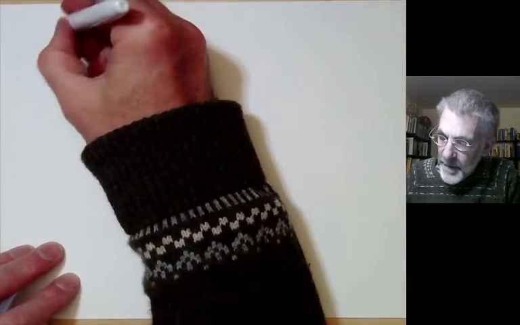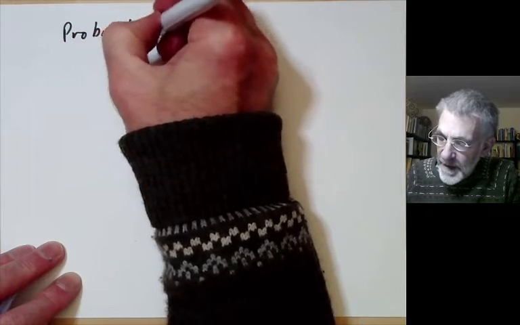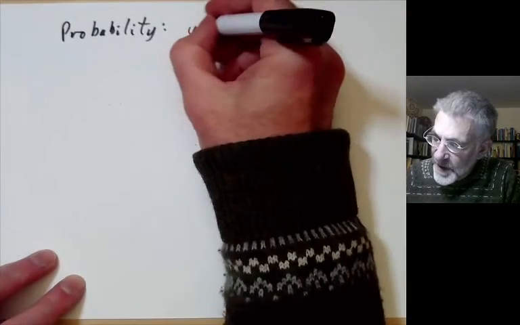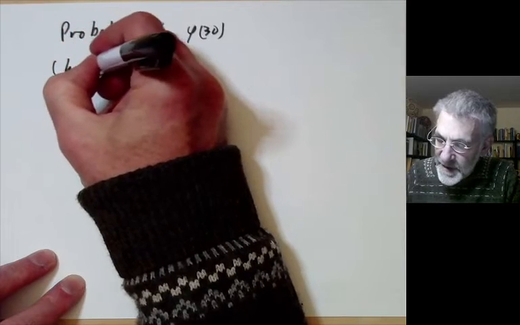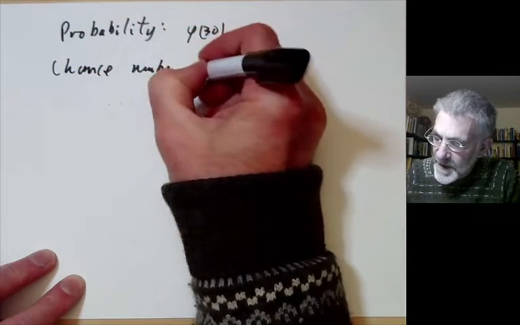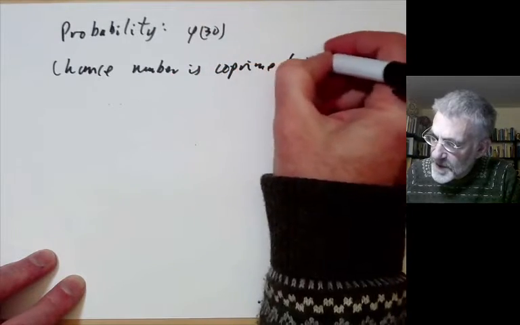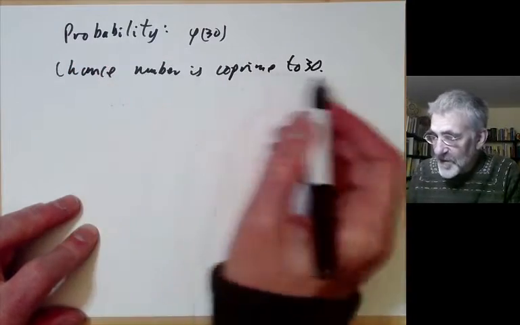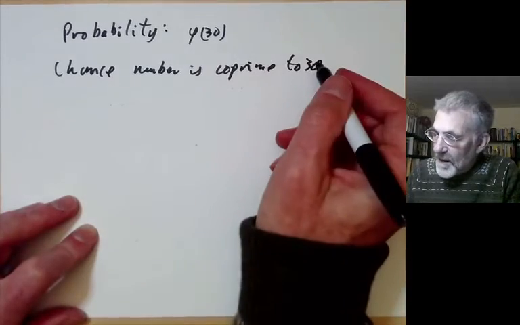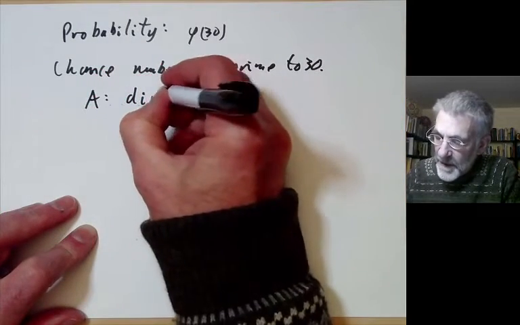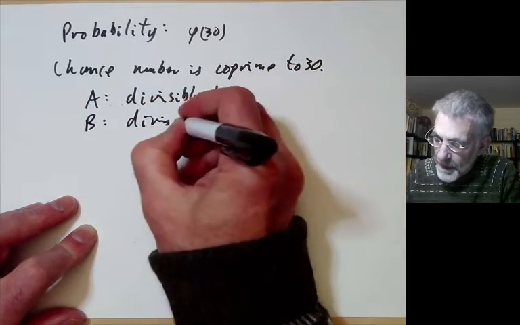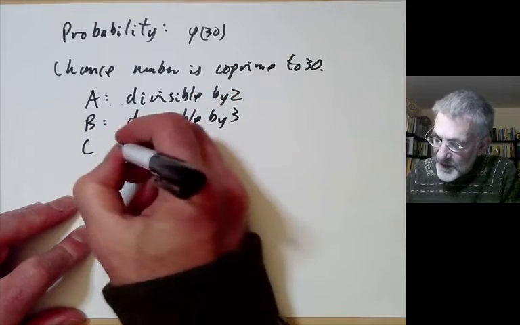There's an interpretation of this by probability. Let's stick with the number 30 again. We want to work out the chance, or probability, that a number is coprime to 30. And this means there are three ways it could fail. Method A is it might be divisible by 2, method B is it might be divisible by 3, or C, it might be divisible by 5.